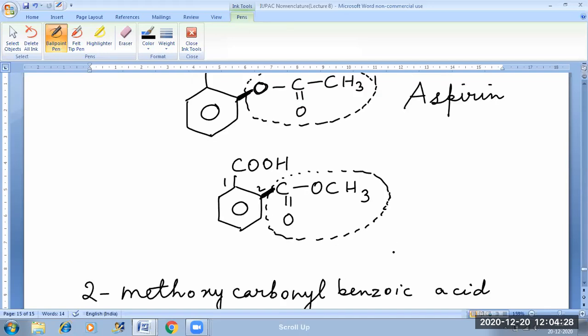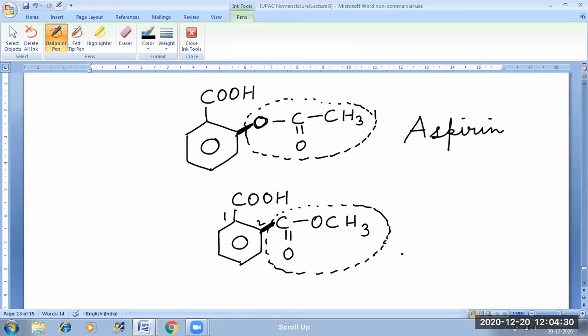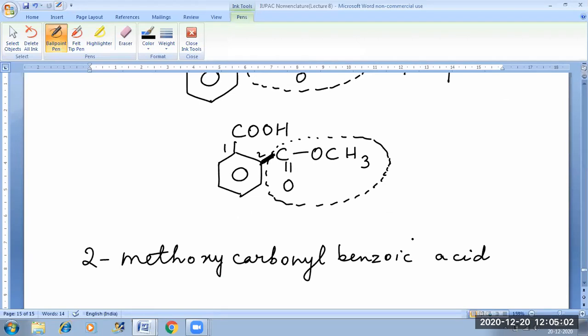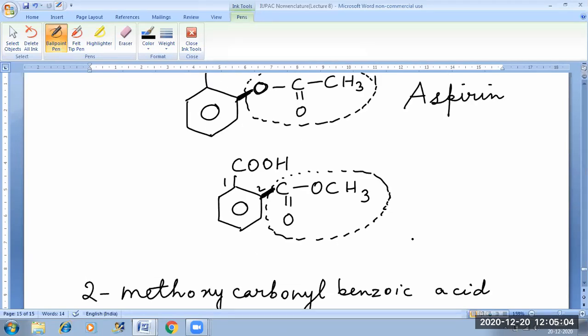So this is not aspirin. These two are different things. That's why I wanted to show you this. Both contain an ester group, but the linkage is different. In aspirin, the oxygen atom is directly connected. The molecular formula is the same, but the structural formulas are different. So it is called methoxycarbonyl. COOCH3 is called methoxycarbonyl.